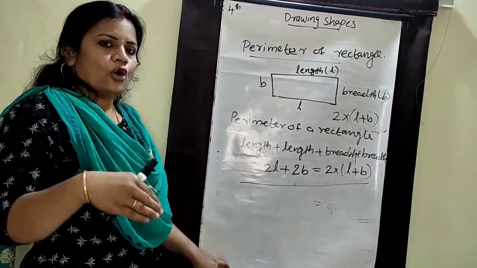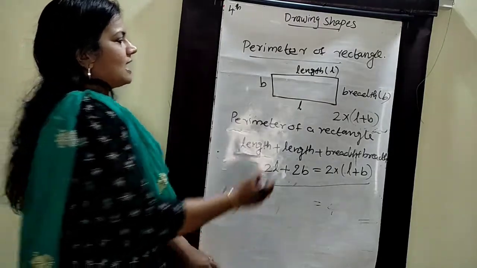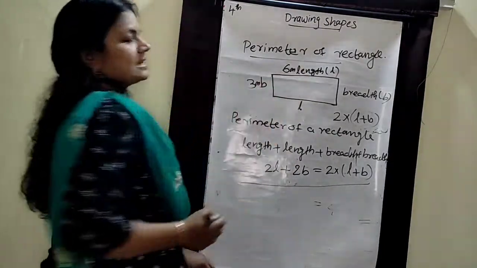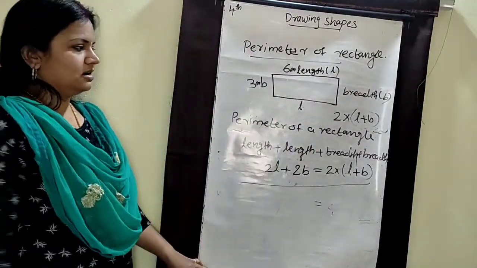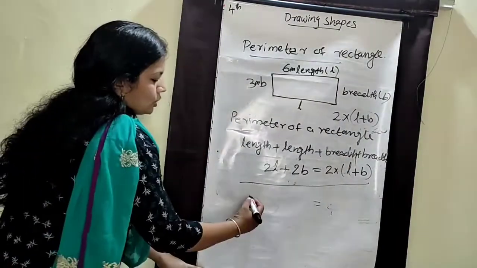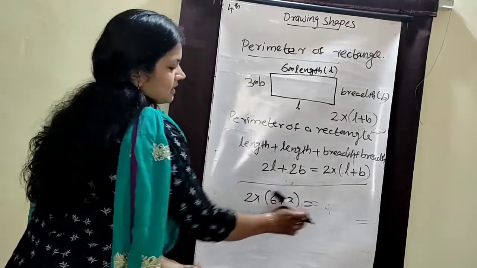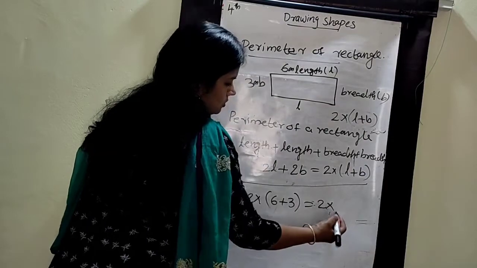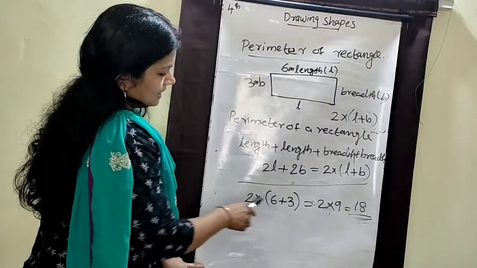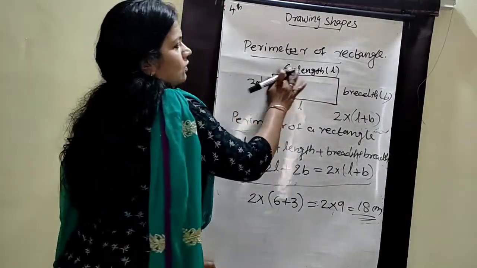Perimeter of a square is equal to 4 into one side. Perimeter of a rectangle is equal to 2 into L plus B. Understood? So here is 6, here is 3. 3 cm breadth, 6 cm length. What is the perimeter of this rectangle? We already know the equation 2 into L plus B. L is equal to 6, B is equal to 3. 6 plus 3, 9. 2 into 9 is equal to 18 centimeters. So the perimeter of this rectangle is 18 centimeters.